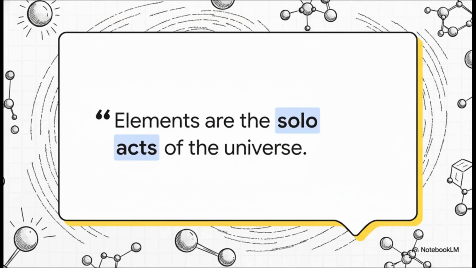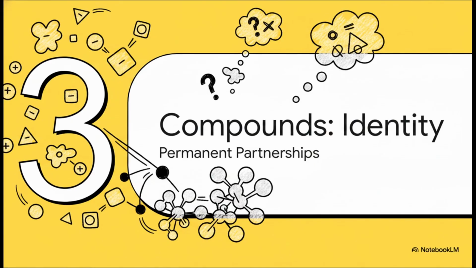You can kind of think of elements as highly independent individuals that serve as the primary foundation for all complex material existence. They are powerful on their own, and they remain completely unchanged by regular chemical reactions when they're isolated. But, as we'll see in a second, the physical world gets a whole lot more interesting when these solo acts decide to meet. Which brings us to Section 3.